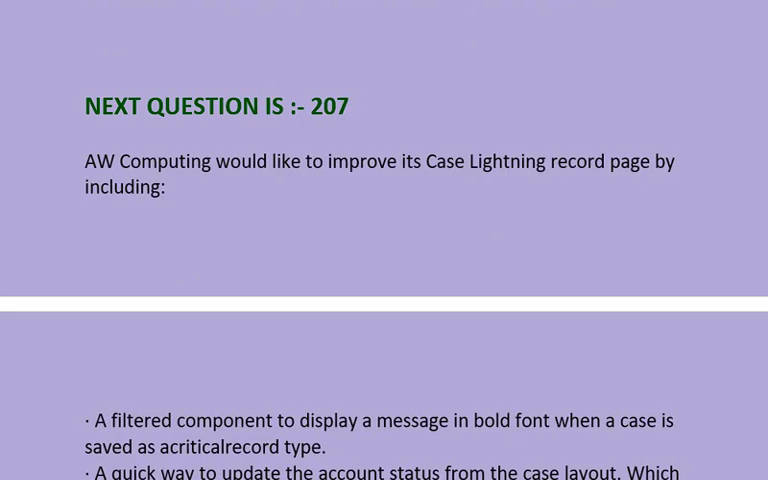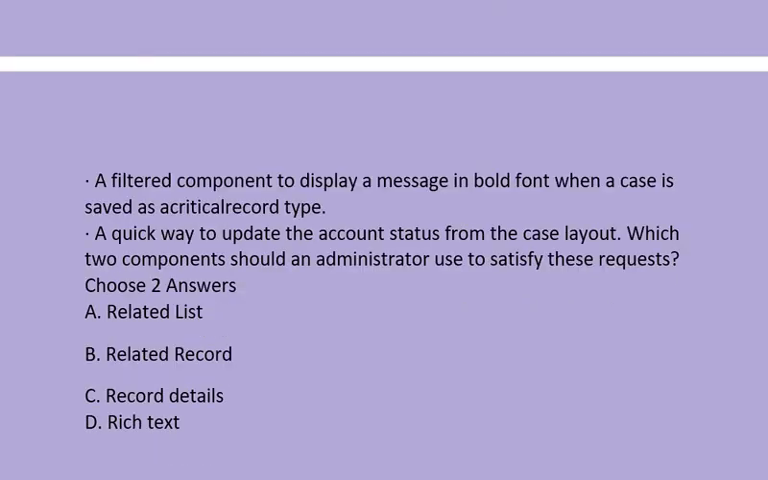Question is AW Computing would like to improve its case Lightning record page by including a component to display a message in bold font when a case is saved as critical record type. Second, a quick way to update the account status from the case layout. Which two components should an administrator use to satisfy this request?